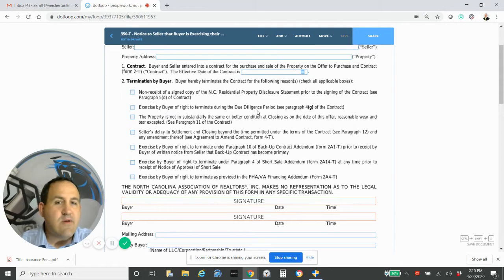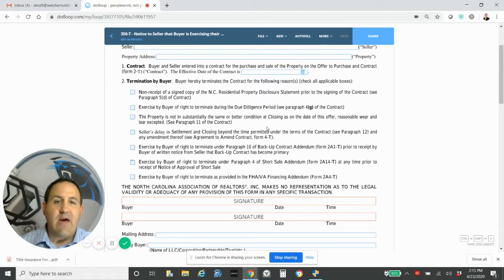The right during the due diligence period from the buyer. That's the mostly used version of this, right? The property is not substantially in the same or better condition. Maybe the house burned down. Maybe a car ran through it. We've seen all of that.